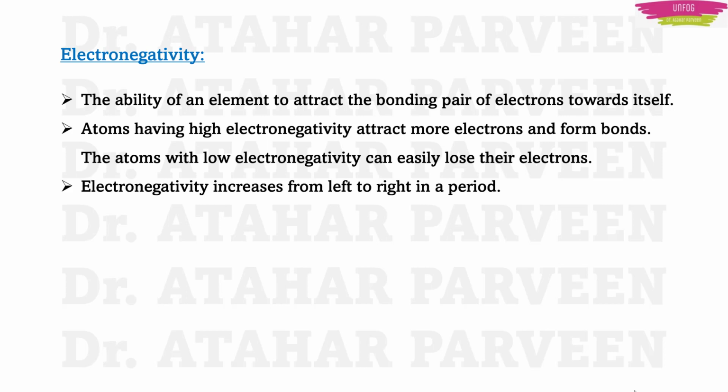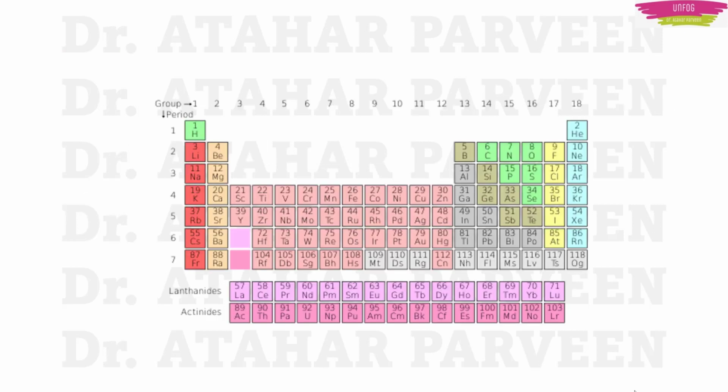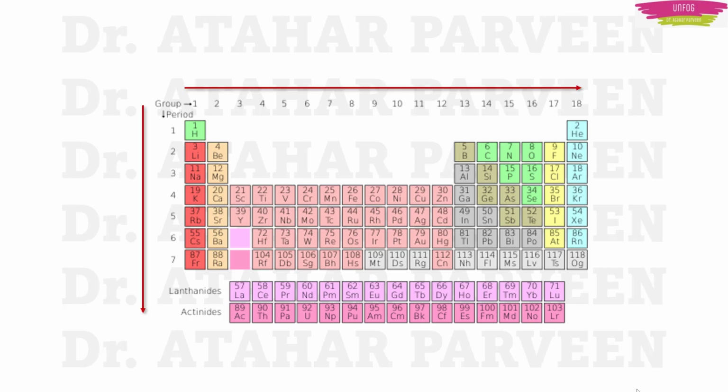Electronegativity increases from left to right in a period and it decreases down the group. Also, fluorine is the most electronegative element in the periodic table. Okay, this is a very important point. Now we can see the same trend here in the periodic table. As I already told you, electronegativity increases across the period and decreases down the group.